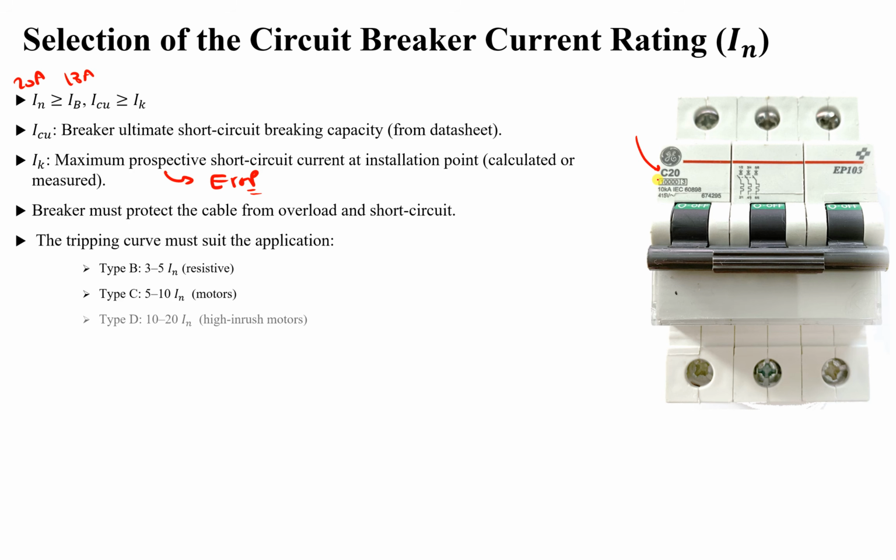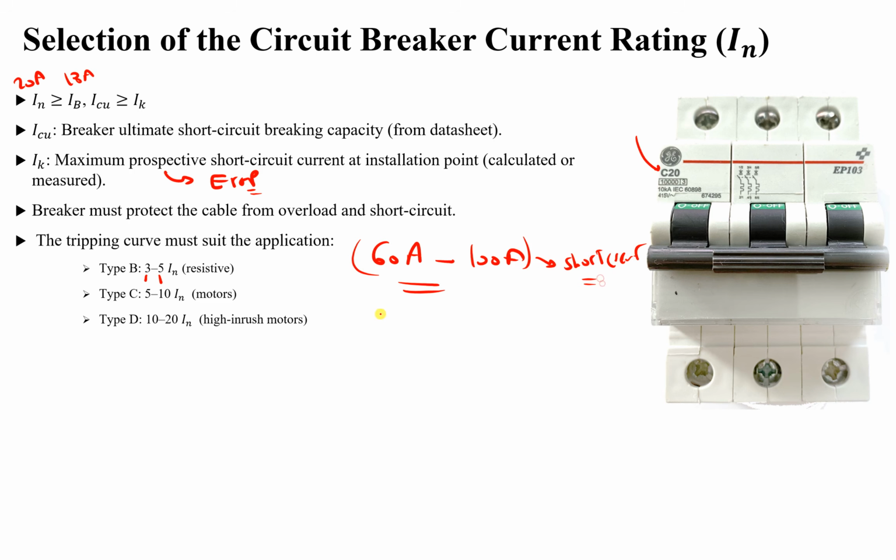So we have three main types which are commonly used. Type B, 3 to 5 IN. So what does this even mean? This circuit breaker can operate as a short circuit protection when the current is 3 to 5 times its IN. For example, here it can be between 60 amperes to 100 amperes. So if the current flowing through it is in this range, it will consider it as a short circuit and it will start operating.